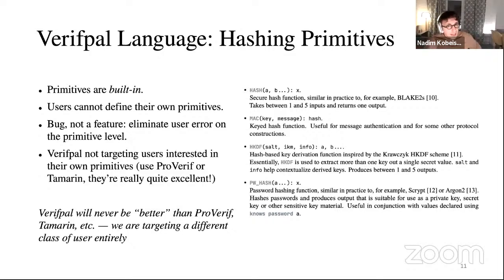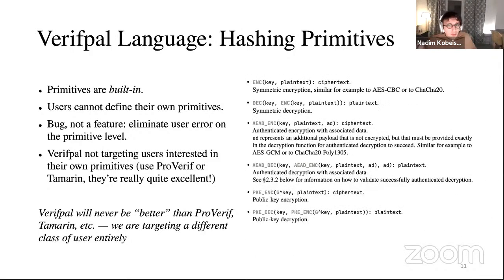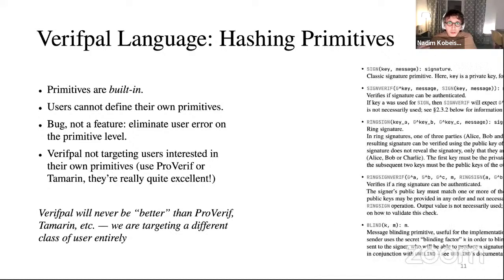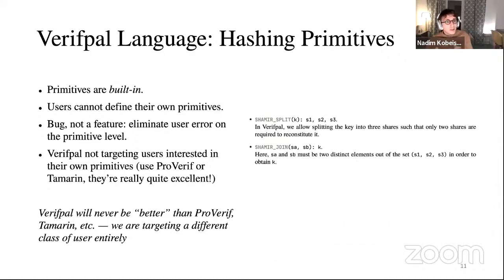And as you may recall, the second priority was eliminating user error. So in Verifpal, you can't define new primitives. And that's not because of anything other than we don't want users to define new primitives. We ship with hashing primitives, MAC, HKDF, password hashing such as scrypt, encryption, authenticated encryption, public key encryption, signings, ring signatures, blind signatures, Shamir secret sharing, and so on. And so we want to give you primitives. We know we've specified them according to a universal specification built into Verifpal that is called primitive spec that is used to model any primitive. And then we know that you're basically going to be able to understand what to expect from these primitives.